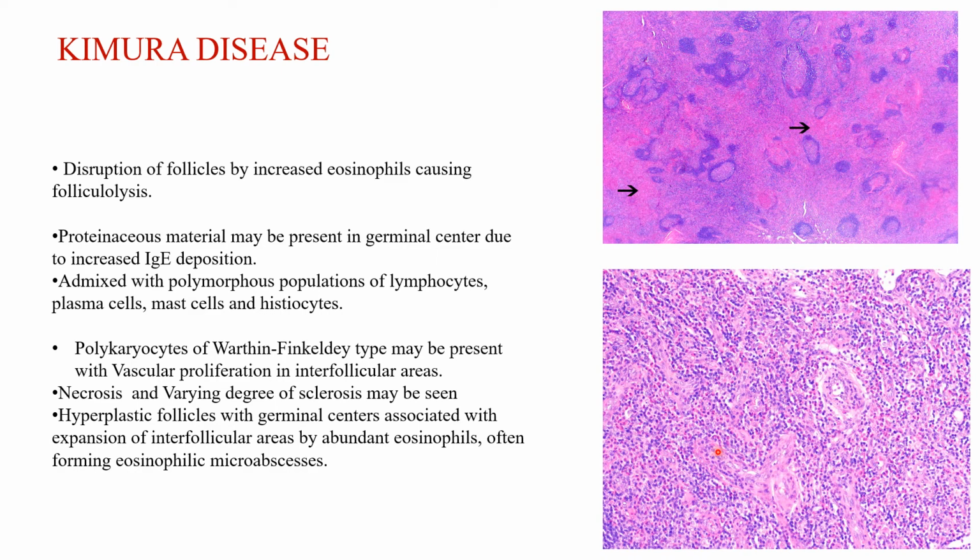As we can see here, mixed population of inflammatory cells. Polykaryocytes of Warthin-Finkeldey type may be present. Vascular proliferation in interfollicular areas is seen. Here in between the follicles, we can see vascular proliferation. Necrosis and varying degree of sclerosis may be seen. Hyperplastic follicles with germinal centers associated with expansion of interfollicular areas by abundant eosinophils, often forming eosinophilic microabscesses.